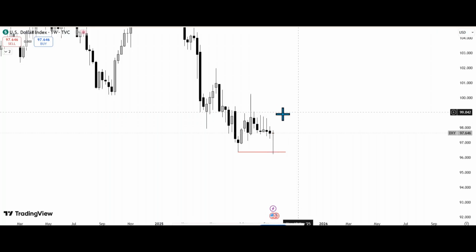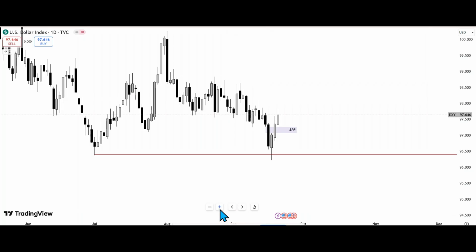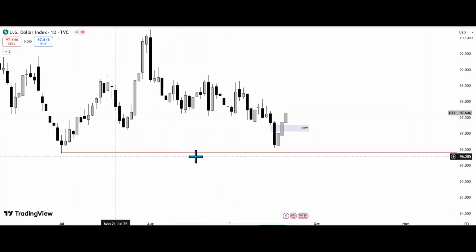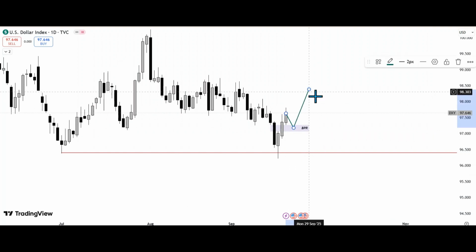So let's look at the daily. If we look at the daily time frame, you can see this is the sell side liquidity we tagged, and this is what we got on Thursday and Friday here. So we have this balanced price range. I'm looking at this as a potential that the market could retrace to before we get our bullish moves.